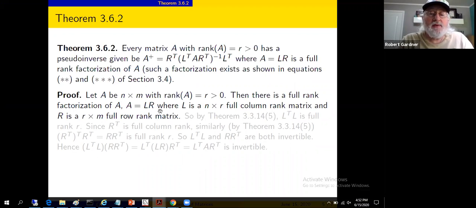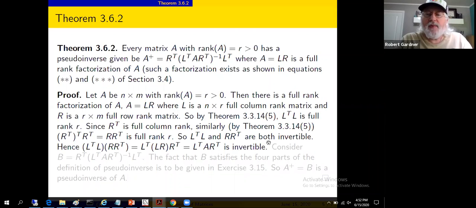We know, from the result in section 3.3, that a factorization of A as a product of L times R, where L is a full column rank matrix and R is a full row rank matrix, exists. In Theorem 3.3.14, we dealt with a Gramian product. That was where we took a matrix A and considered A transpose times A. Let's go back and look at that. It looks like it's part 5 of it that we're interested in.